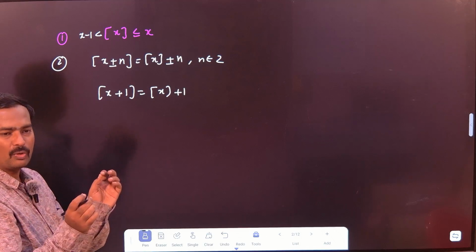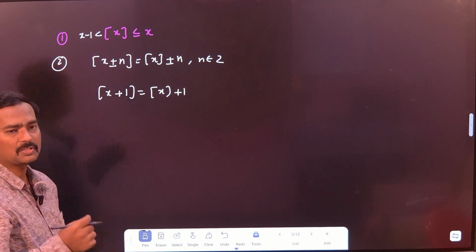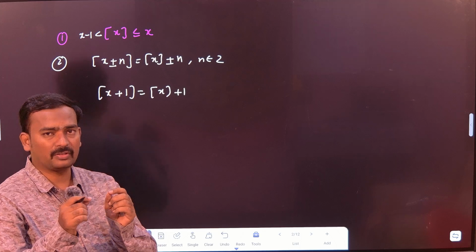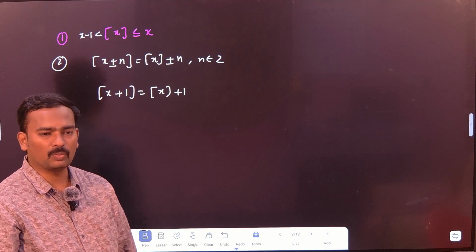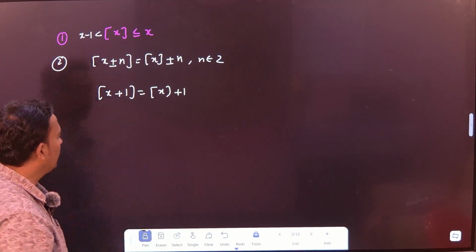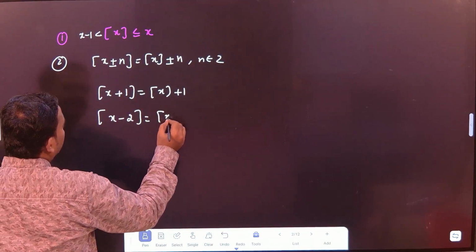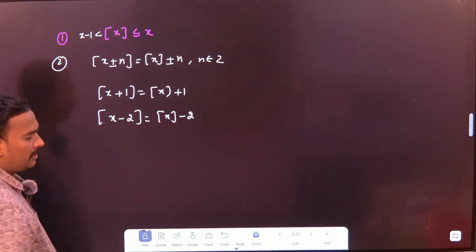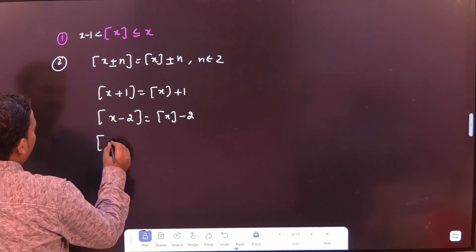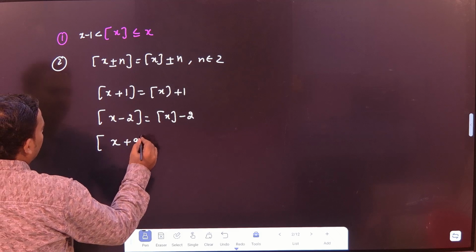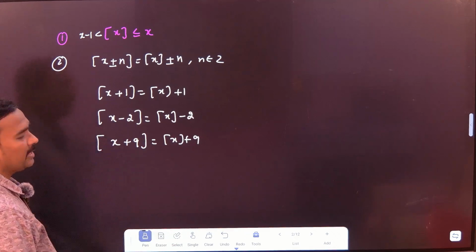But it will not be true for numbers other than integers. For example, take 1.5: the greatest integer function of x plus 1.5 will not equal the greatest integer function of x plus 1.5. That's not true. This is only for integers, right? Okay. So if you take x minus 2, we can write the greatest integer function of x minus 2. Clear? Let's take x plus 9, the greatest integer function of x plus 9. Understood? Because these are integers.